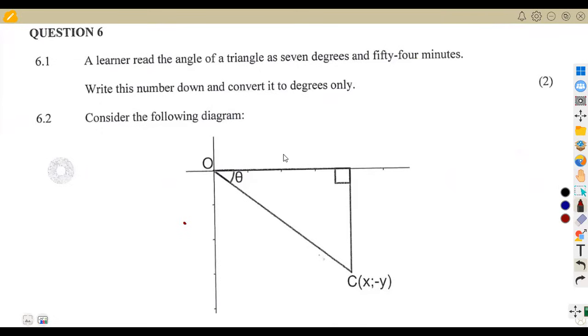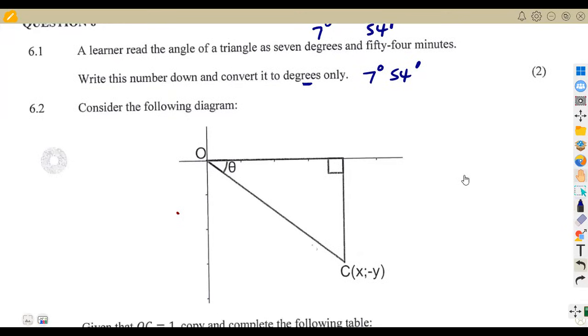So on question number 6, we are now given a learner read the angle of a triangle of 7 degrees, 54 minutes. So this is the angle, 7 degrees, 54 minutes. Write this number and convert it to degrees only. So this is the number. We have written our number, and they are saying convert it to degrees only. So to degrees, we have to change the minutes to degrees.